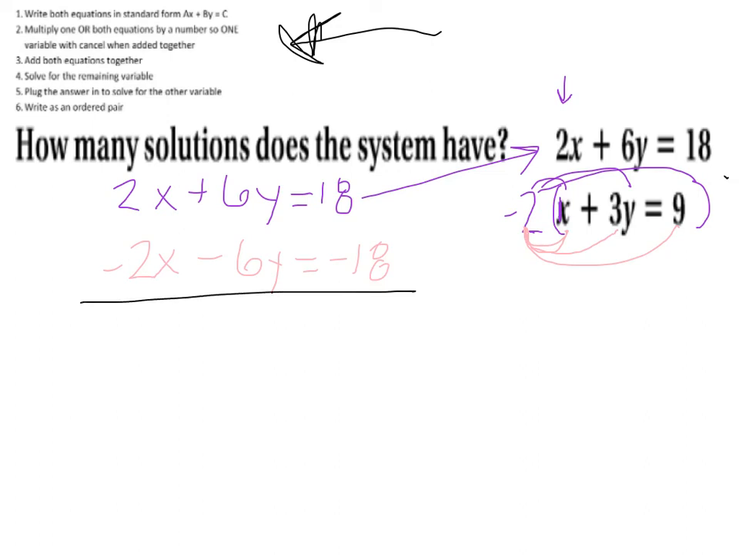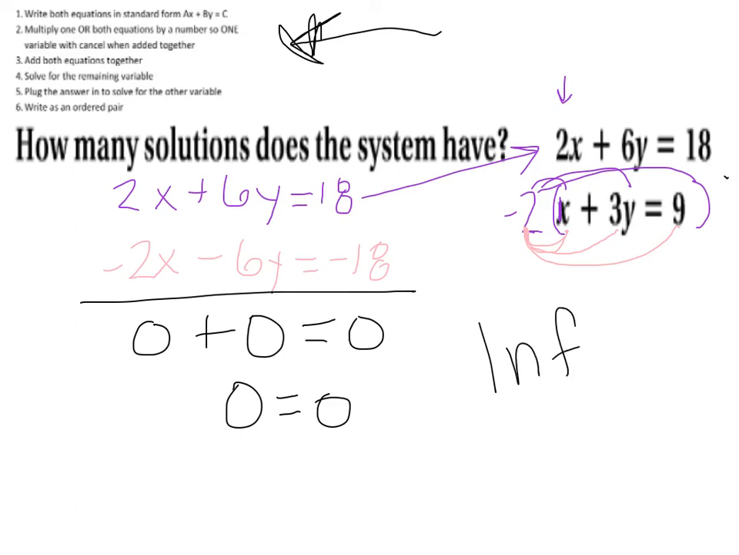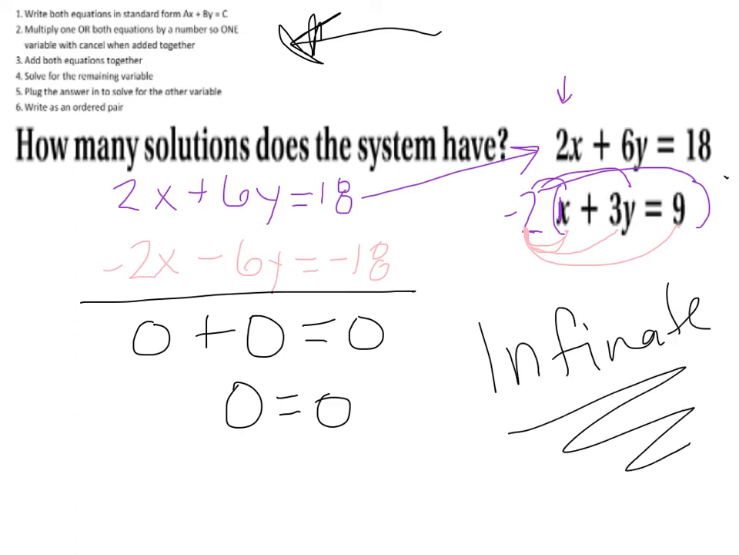When I add these together, these cancel out, these also cancel out, and this cancels out. So I get an equation 0 equals 0. Now if you think, is that a true statement? Why, yes it is. So if this is a true statement, then this would be infinite solutions. Remember, true statement is infinite. A false statement would be no solution.